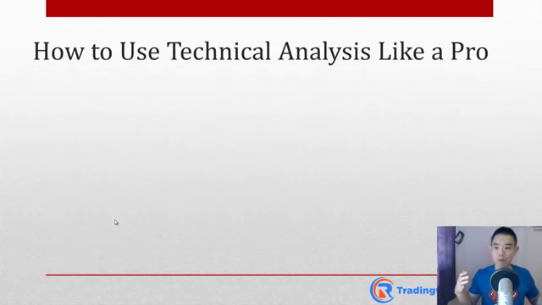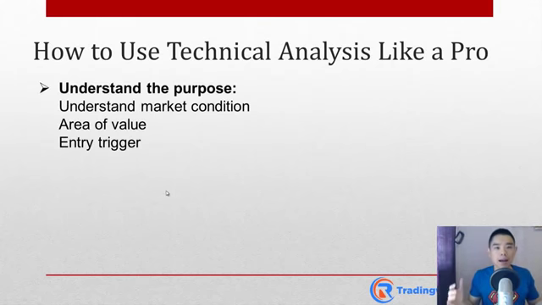So now, at this point in time, we have covered a lot in the last 33 minutes. We talked about chart patterns, candlestick patterns, indicators, and even drawing tools. So how do you actually combine these different types of technical analysis to formulate trading strategies? How do you do that? This is what this section is all about. Firstly, understand the purpose of your technical analysis, whether you're trying to define the market condition, define an area of value, or use it as an entry trigger. You have to know the purpose of your technical analysis, and that is something that we covered extensively over the last half hour.